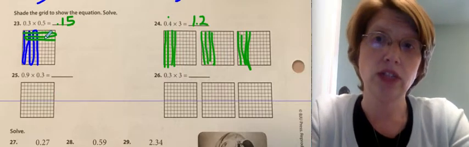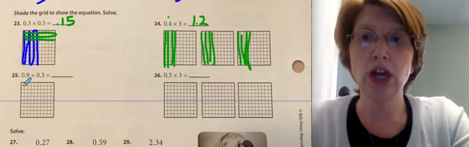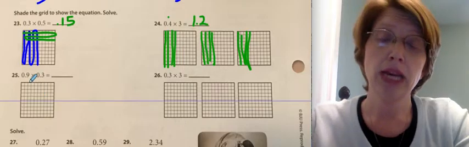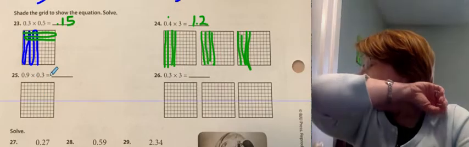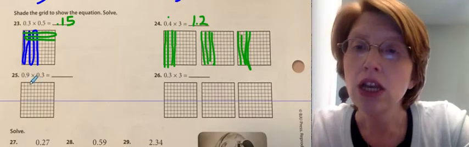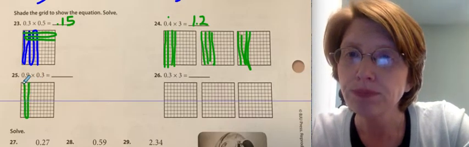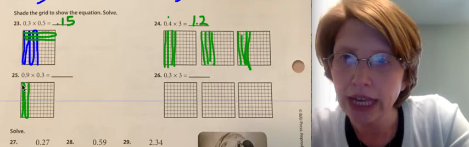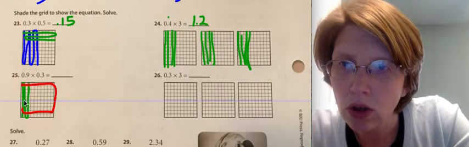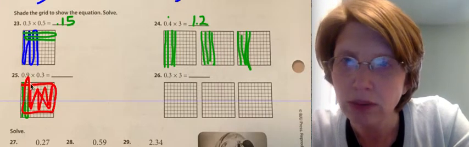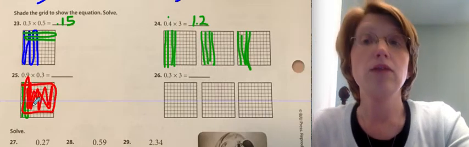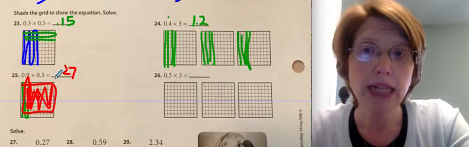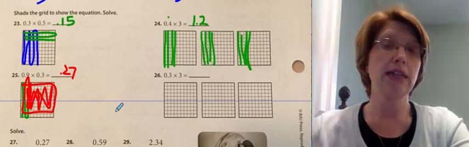All right, now this one is done the same way as this one is. So you're going to do your 3 first because it's 3/10 of 9/10. So you're going to color in your 3, and then you're going to go the other way and color in your 9, which would go all the way down there. There's my coloring in. Okay. Then whatever overlaps would be the 27. There's 2 numbers behind a decimal, so that would mean that it would be 27/100.